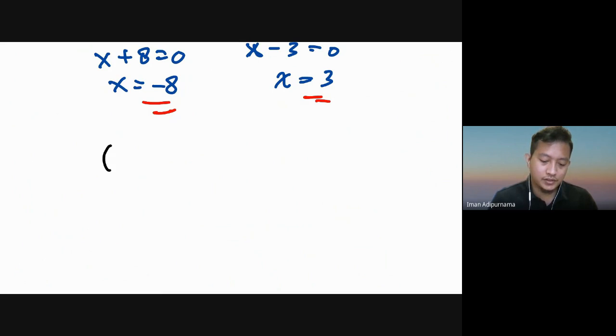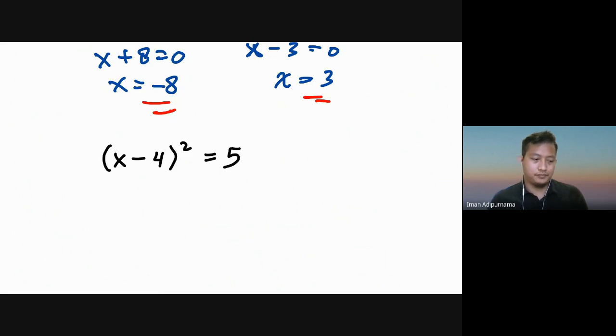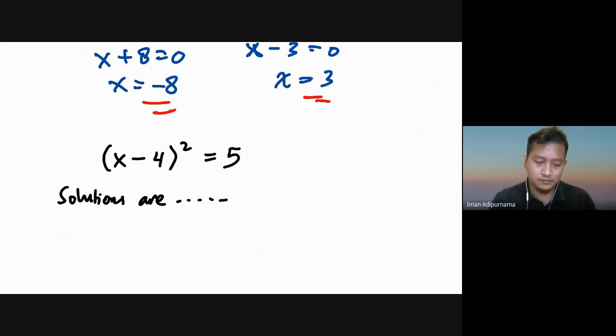If you have this, what are the solutions? Any idea here?